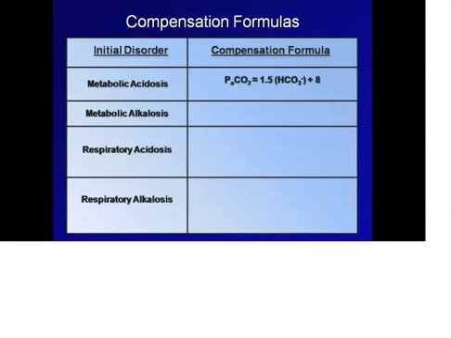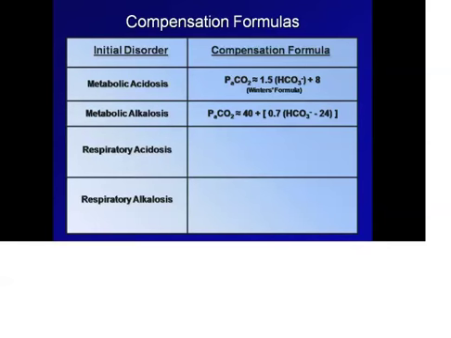PCO2 should be approximately equal to 1.5 times the bicarb plus 8. This is known as Winter's formula, named after Robert Winters, a pediatrician from Columbia University who helped derive it in the 1960s. For a metabolic alkalosis, PCO2 should be approximately equal to 40 plus 0.7 times the difference between measured bicarb and 24.